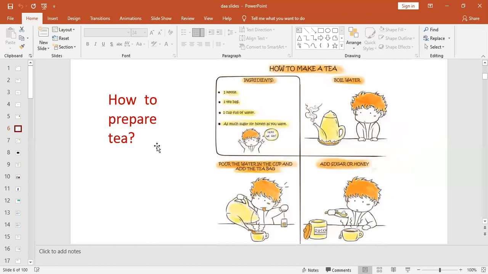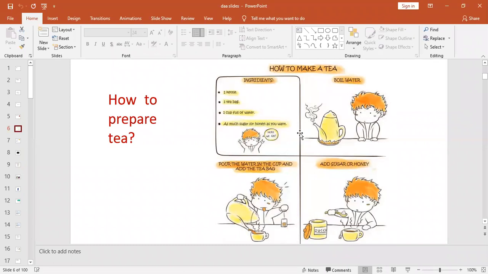Now let's come to how to make tea. Before going into the concepts, let's see how to prepare the tea. First you need to have the ingredients. The ingredients we have taken are one kettle, one tea bag, one cup full of water, and as much sugar as you want.